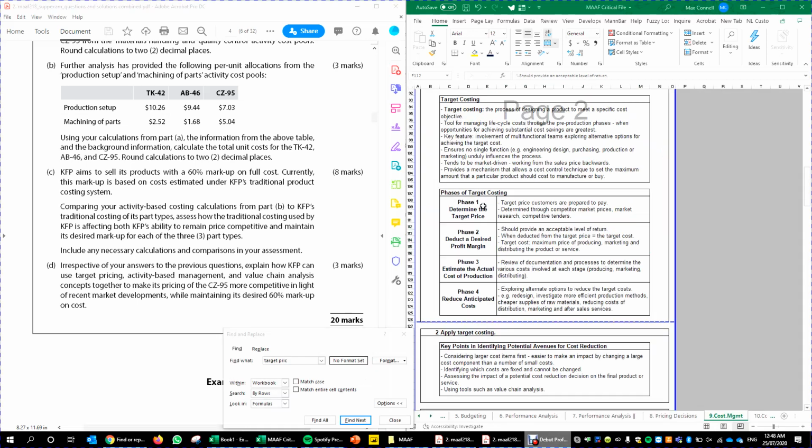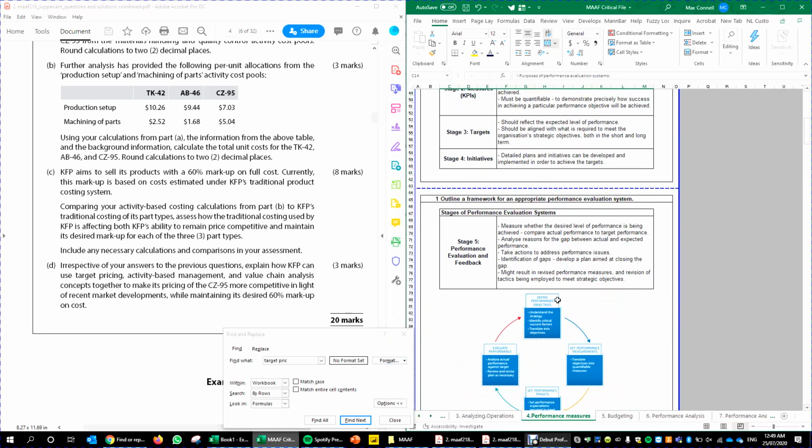Okay, so this question is actually specifying 3 different concepts that we need to use in light of KFP. So the concepts are target pricing, activity-based management, and value chain. This is worth 3 marks, so you need to answer 1 for each. Now, my recommended approach for this was actually to look up each of these concepts in your notes if you're not sure what they are. So for example, target pricing, we can look up in chapter 9 around cost management, as well as chapter 4, which is performance measures.